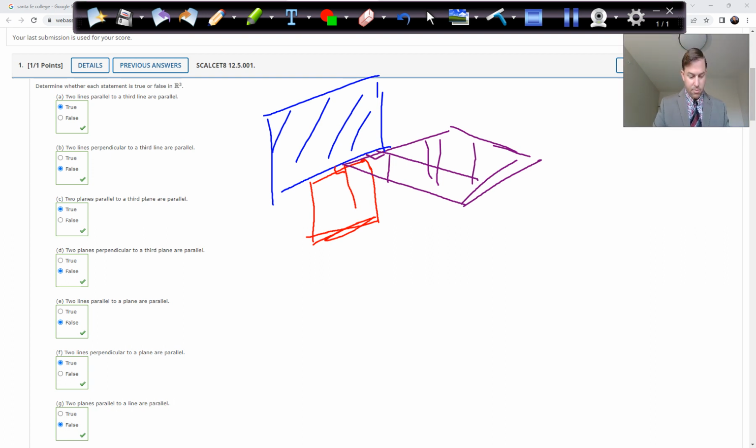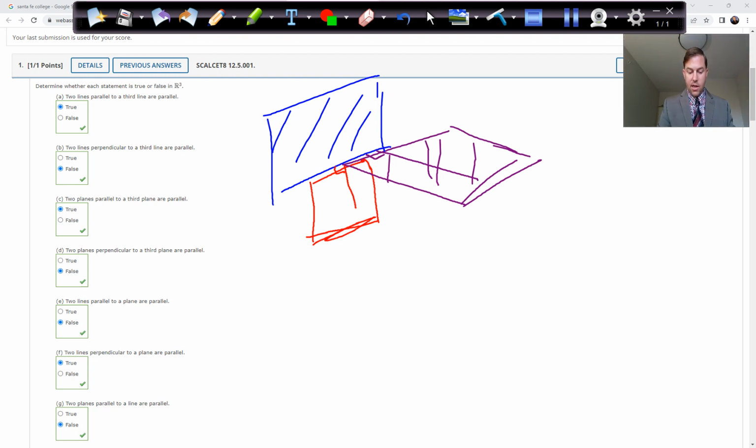Two lines parallel to a plane. So E. So D was false because I kind of just drew a picture that refutes that. E, two lines parallel to a plane are parallel. So this one is also false. If I have, so two lines parallel to a plane are parallel. I mean, there's lots of ways you can be parallel to a plane.